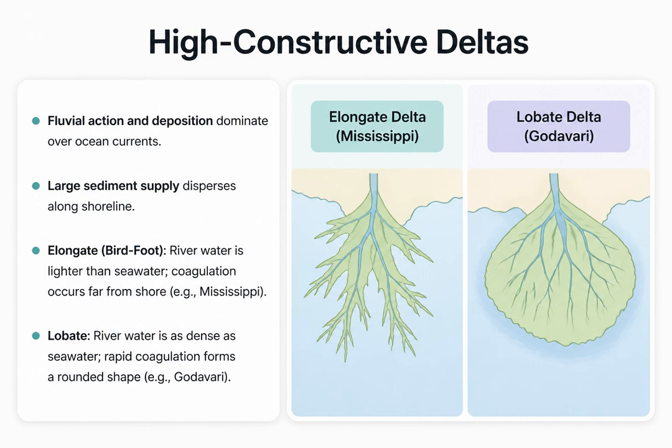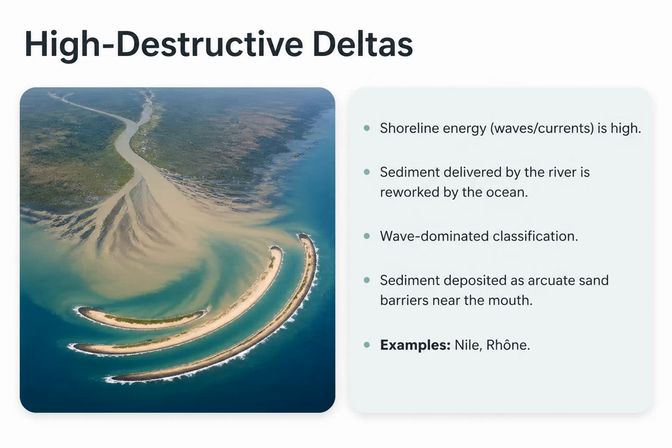But if the river water is dense and muddy, it mixes and drops its sediment immediately upon hitting the ocean, creating a rounded, bulging shape known as a lobate delta, like the Godavari. Conversely, we have high destructive deltas. In these environments, the ocean is the boss.